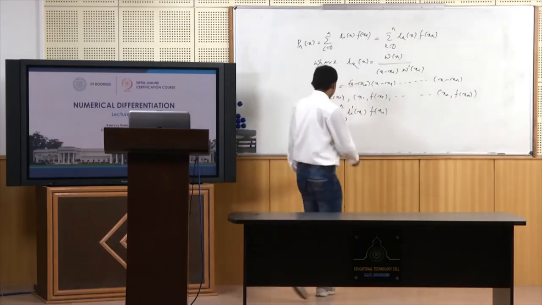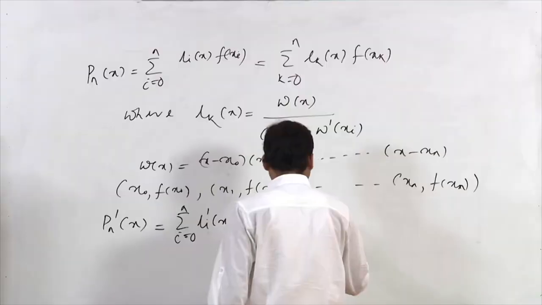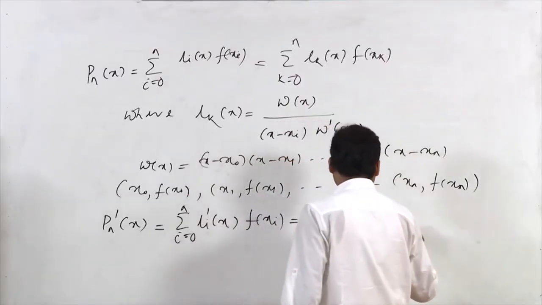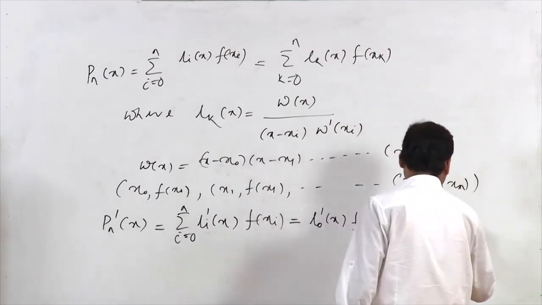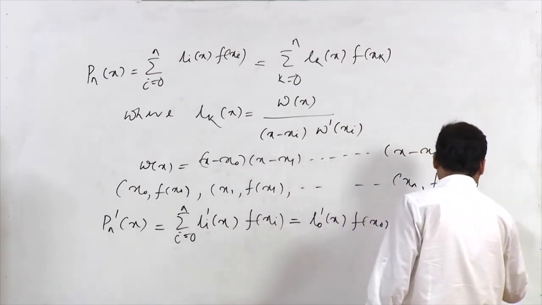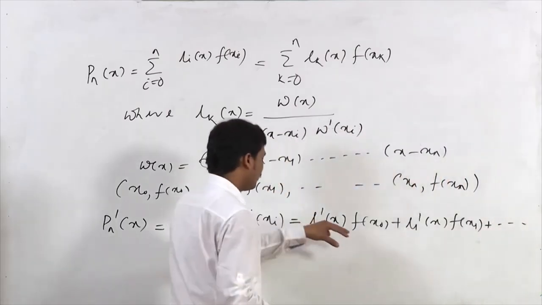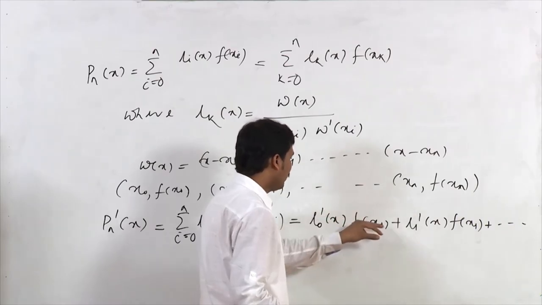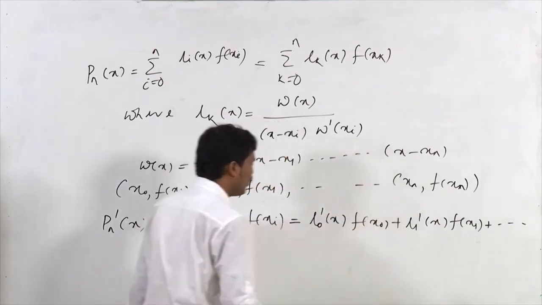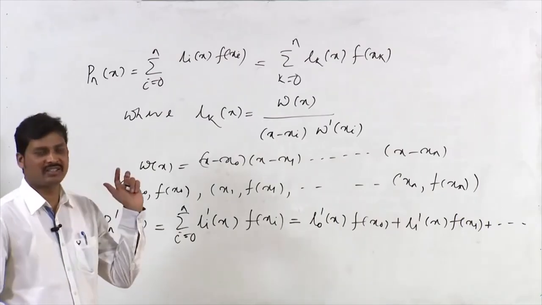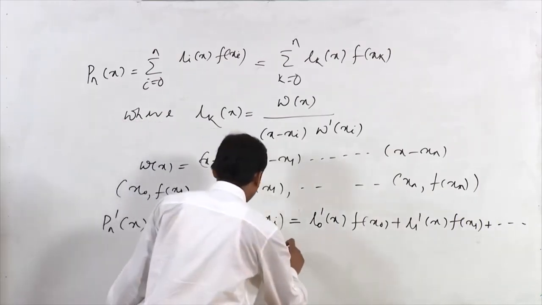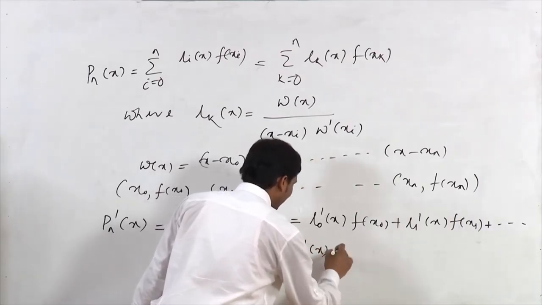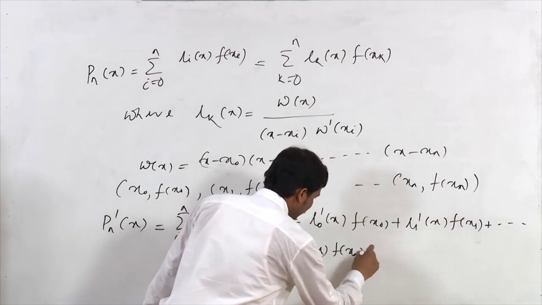If we write this in complete form, we can write it as l0 dash of x f(x0), l1 dash of x f(x1), and so on, since we have the known values x0, x1, x2 up to xn, and the functional values are also known to us, which are all constants here. Since the final point is the nth point, it ends with ln dash of x f(xn).